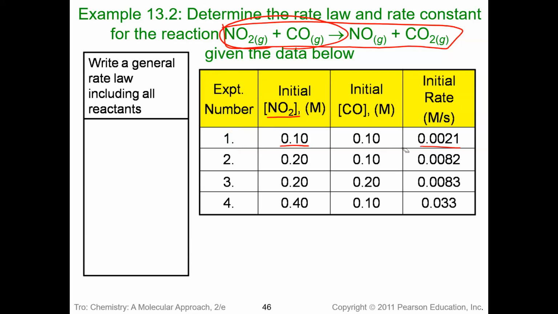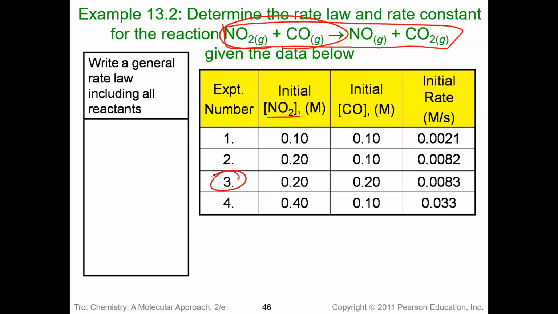Then we did the reaction again. This time we kept CO the same and doubled NO2. Right? Now, why did we do that? If we keep this the same, then any change we see in our rate must be due to the change in NO2. And we're going to be doing this, as you read in your procedure, plenty of times.